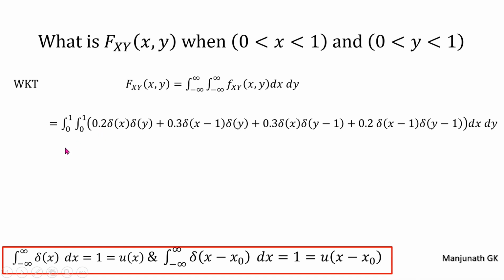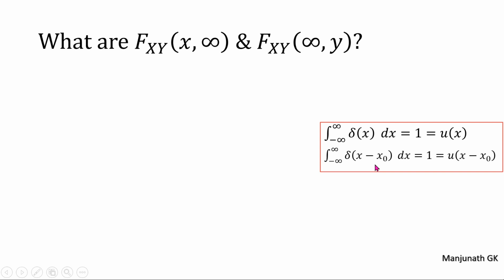Now 0.2 is a constant, take it outside. The integration of delta of x into dx can be replaced by u of x, which can be replaced by the value 1. The integration of delta of y into dy is u of y, which can be replaced by 1. As a result, only 0.2 remains here. So the cumulative distribution function of the two random variables x and y is 0.2, under the condition that x and y vary only from 0 to 1.